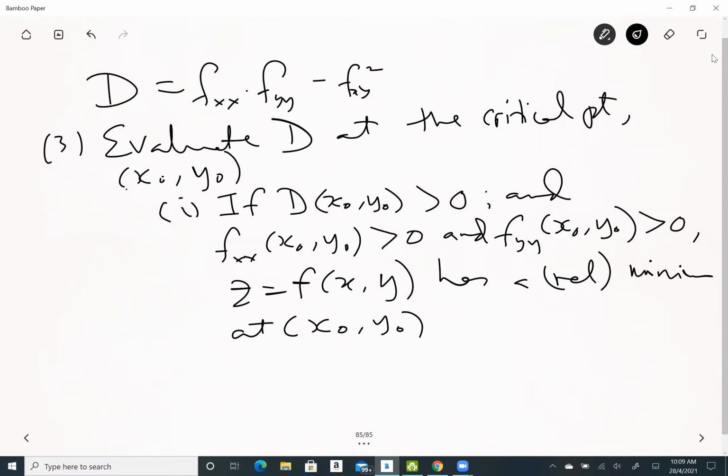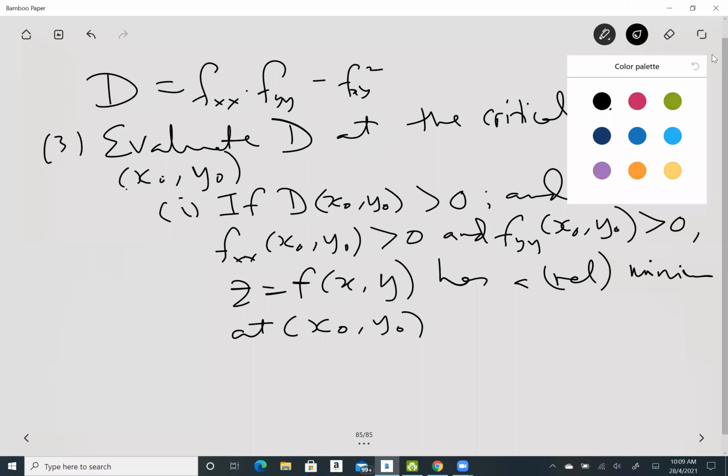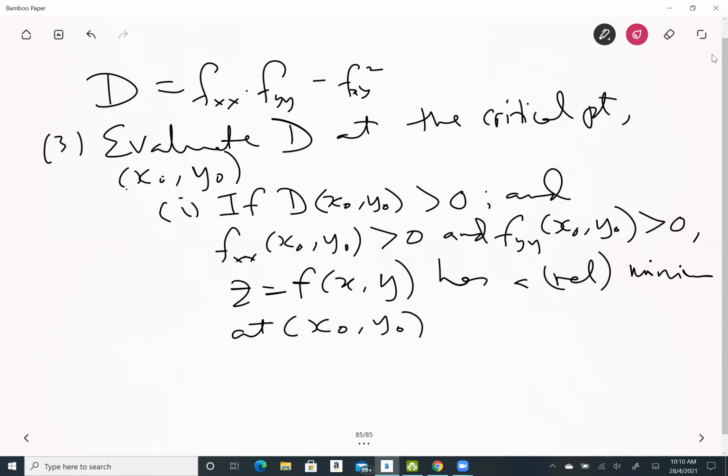So here, you need to look at three things. Number one, D must be positive. If D is positive, then what you look at is the value of fxx at the critical point, and also the value of fyy at the critical point. If both of them are also positive, then what is our conclusion? The function has a minimum at x0, y0. All right? Okay. So actually, that is for the minimum.